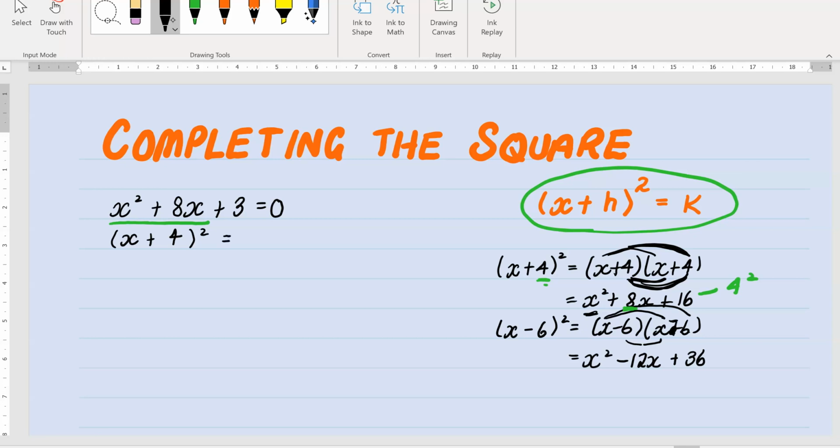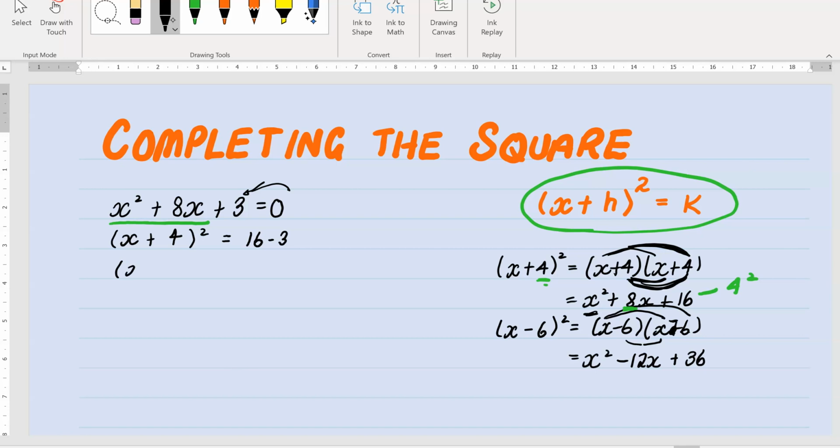So to keep everything nice and even, because we've added 16 to the left-hand side, we're going to add 16 to the right-hand side. And you're pretty much done, except for this plus 3. That needs to go over to the other side as well, and to get rid of the plus 3, we're going to do the opposite, we're going to take 3.